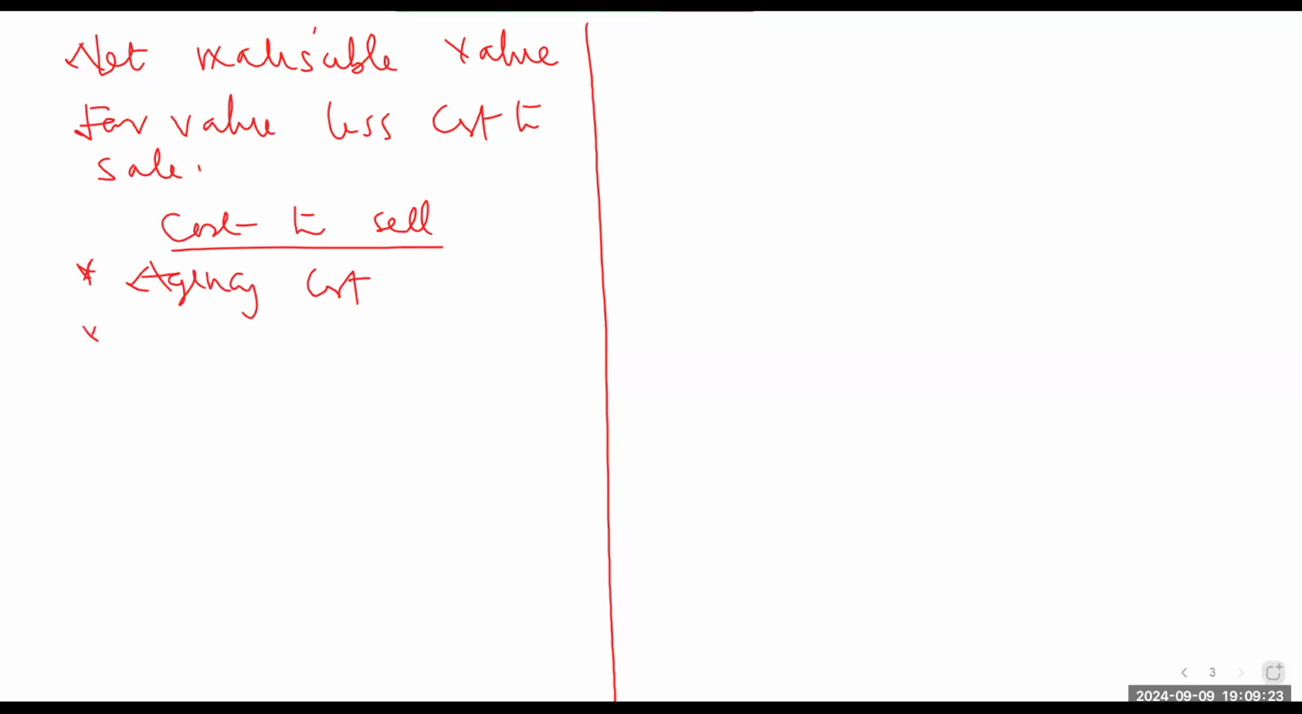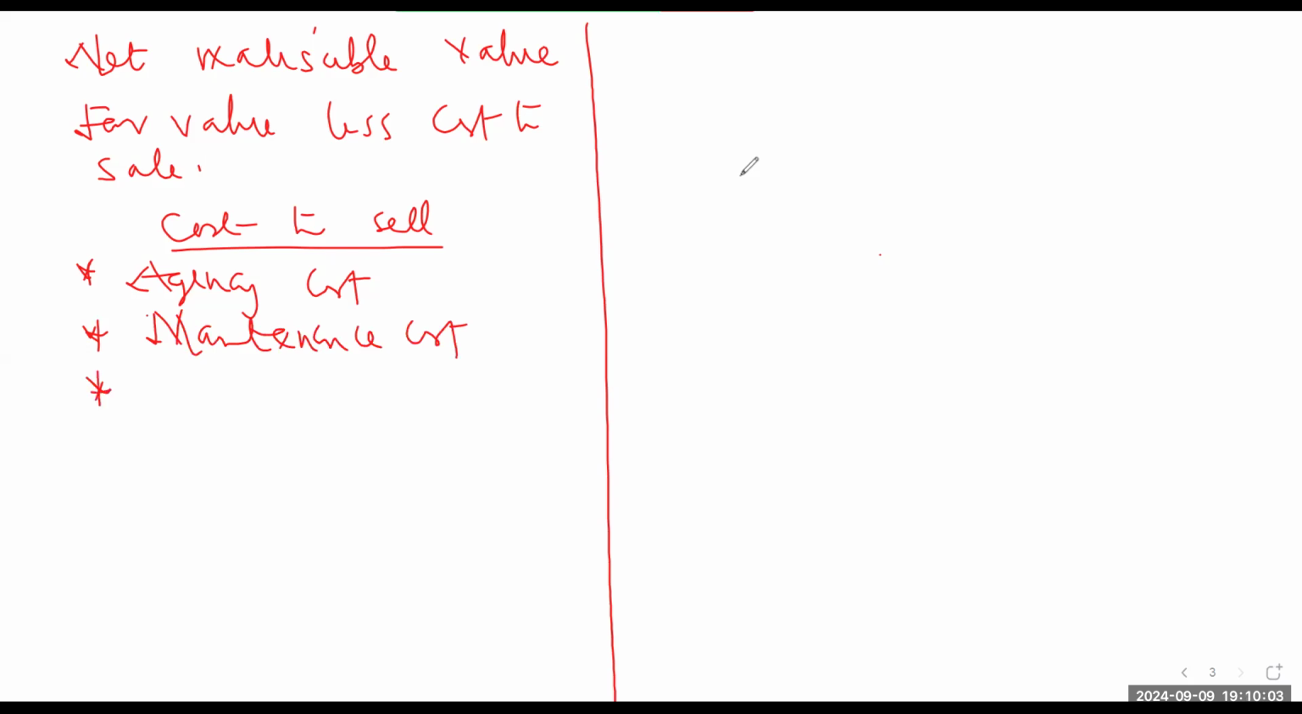Agency cost, what again? Repair cost. Please, can you mention it again? That repair cost, at times you need to do some service to the asset before you can sell. Okay. So maintenance costs, someone can see the maintenance cost.